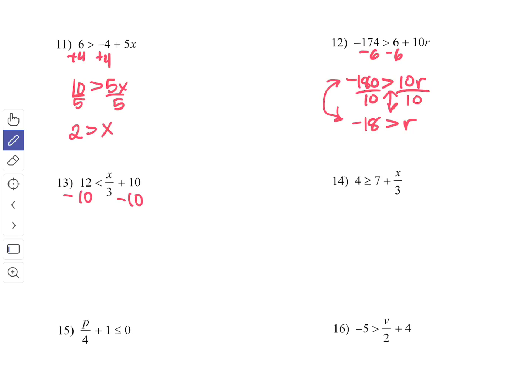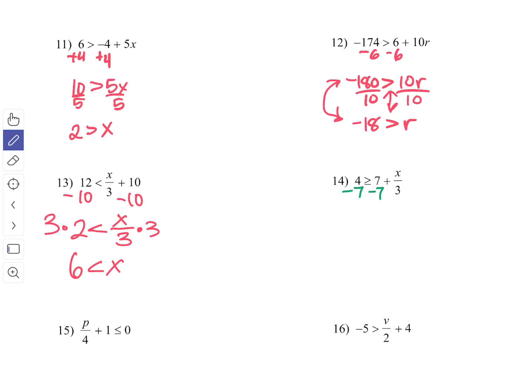Subtract 10. 12 minus 10 is 2. We don't flip the sign when we just subtract. X over 3, so times by 3. 6 is less than x. By the way, if you haven't been doing these problems on your own, you should probably be doing them on your own first, trying them, then watching the video. That's really the way you should be doing it.